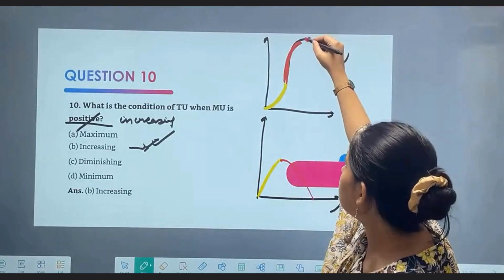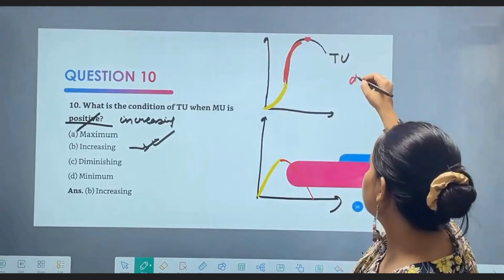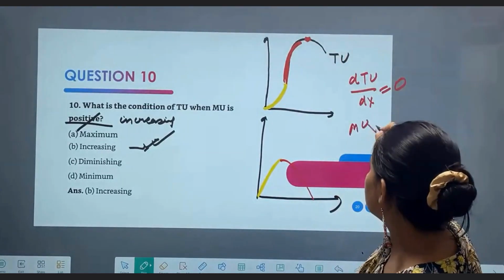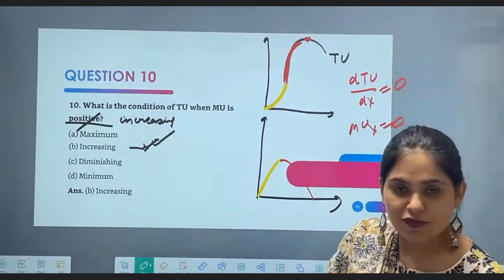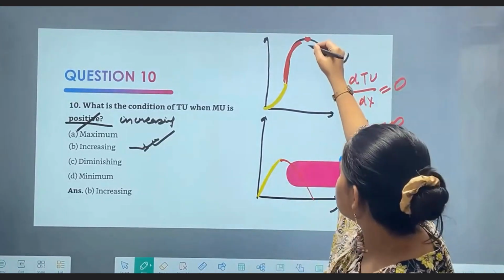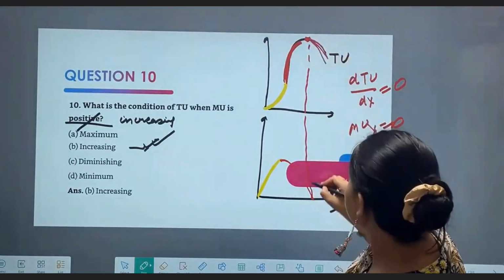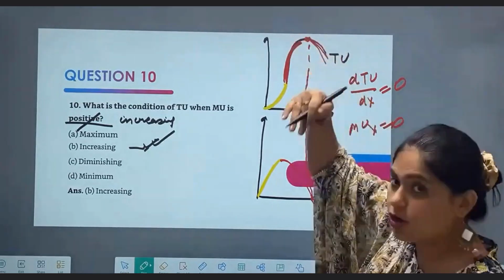When this is maximum, what does it mean? If you differentiate this, it should give you 0. So marginal utility should be 0, na? Maximum means you differentiate and equate it to 0. So when this is maximum, this is 0, and then when this decreases, this is negative because it is falling.